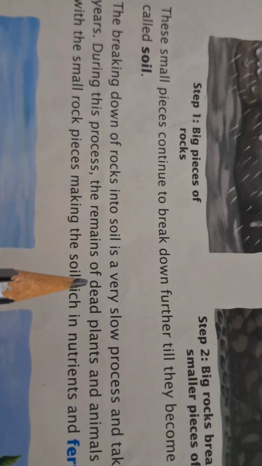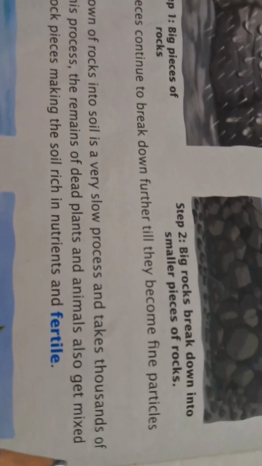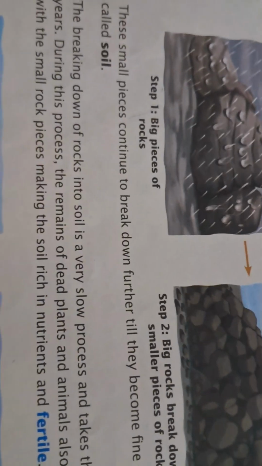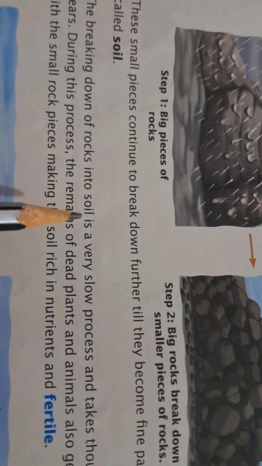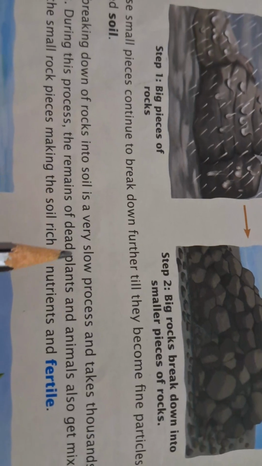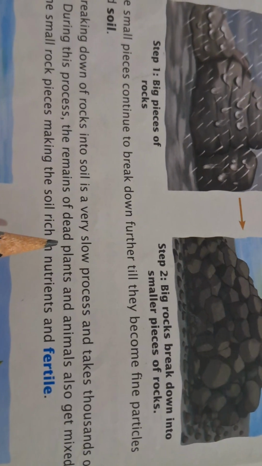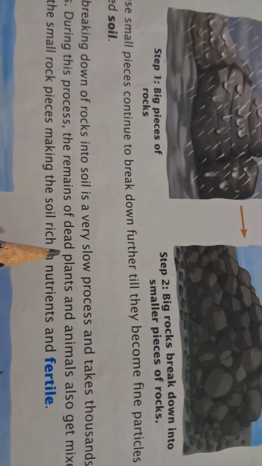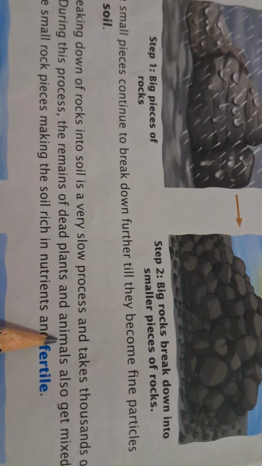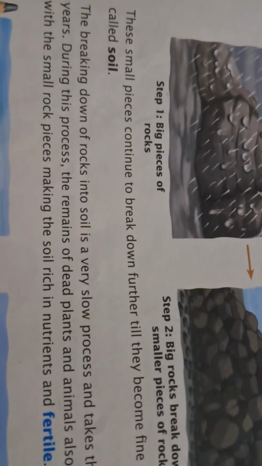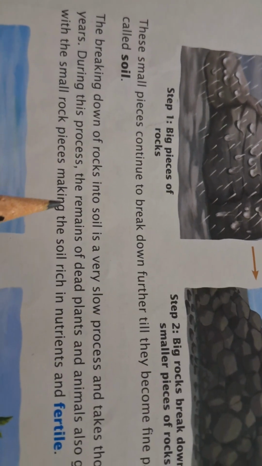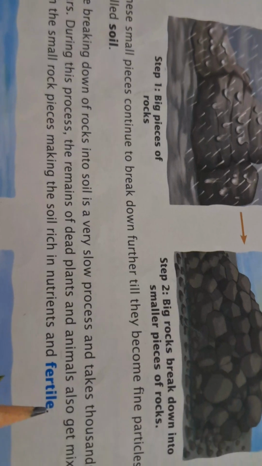During this process, the remains of dead plants and animals also get mixed. Here the big rocks become small rocks, that is okay, but in the meanwhile, what will happen with the soil? Dead plants and animals will be mixed, like humus. Dead plants means dead leaves and all, they will fall down and mix with the soil. Animals also, like insects, if they die, that will also mix with the soil, get mixed with the small rock pieces, making the soil rich in nutrients and fertile.